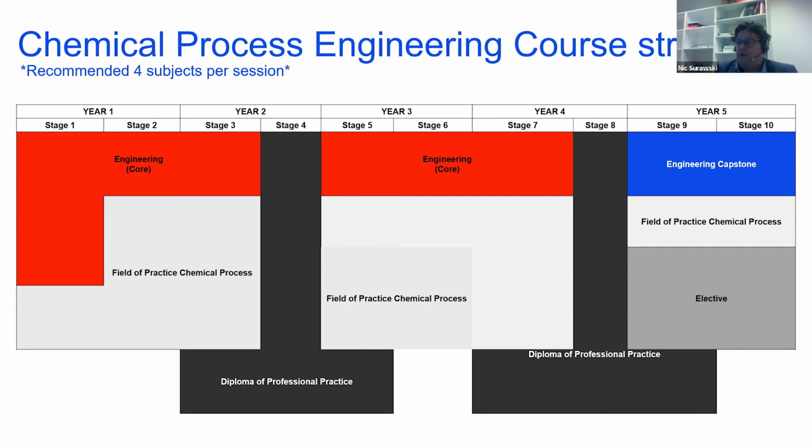Then we've got this light grey component, which is called the field of practice. So the field of practice is a more advanced stage engineering subject that builds upon what was covered in the core. So that's where you actually start to take specialized subjects within your area. So for a student starting their degree in year one, stage one, the field of practice subject would be an introduction to the discipline, which would be introduction to chemical engineering.